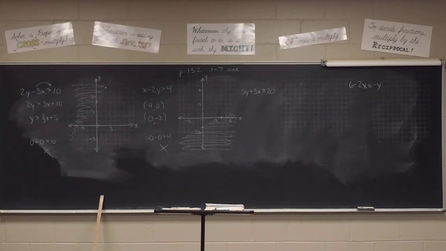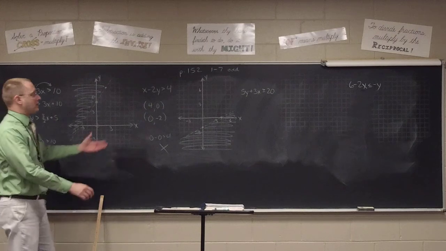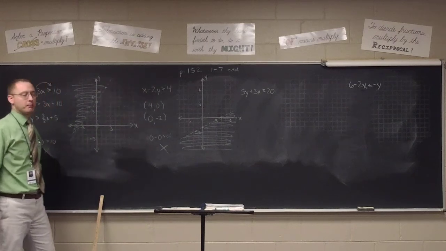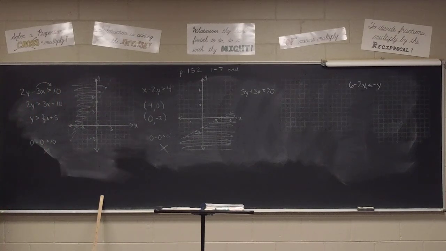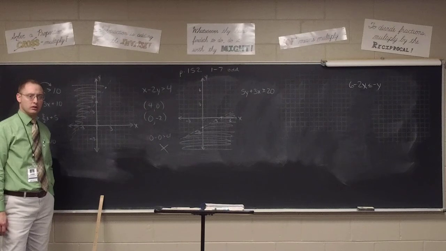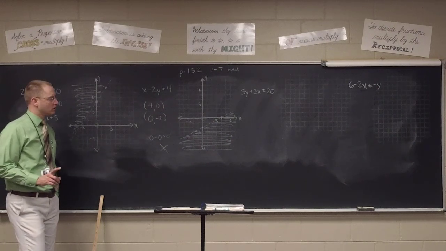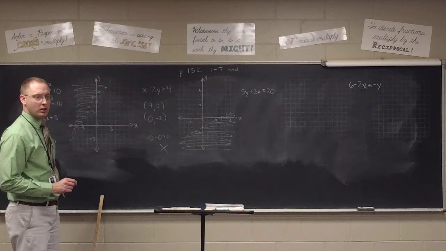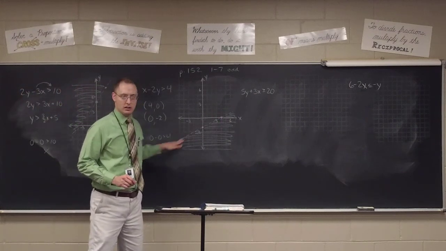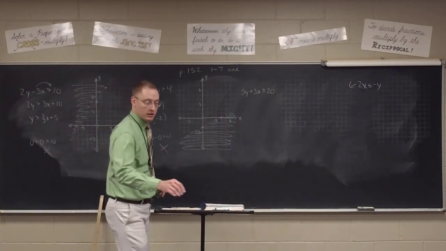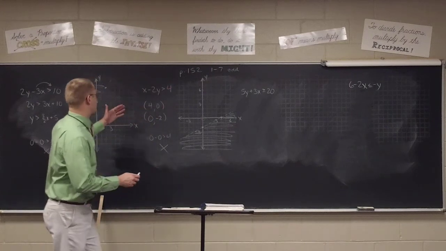I went intercept method on 3. I just felt like it was too easy to plug in zeros here, but certainly could have gone slope-intercept form. How'd we do? You didn't have your what? You drew solid. Your line was in a different spot? All right, let me double check and make sure I didn't make the mistake here.